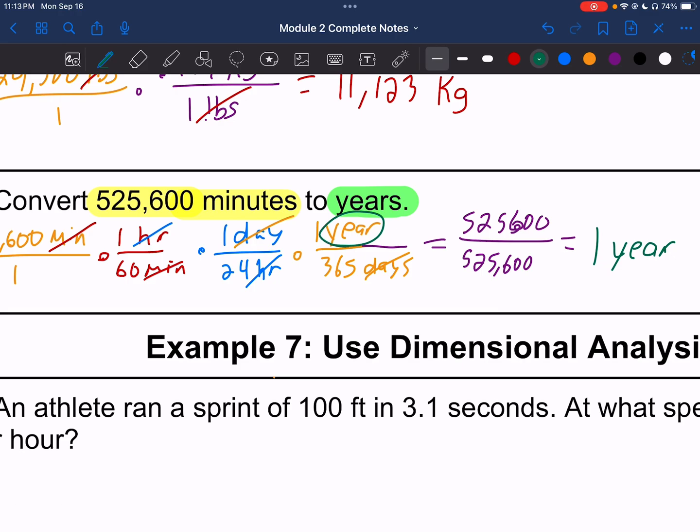And those of you who are out there watching this who are fans of the musical Rent would already know that 525,600 minutes is how we measure a year.